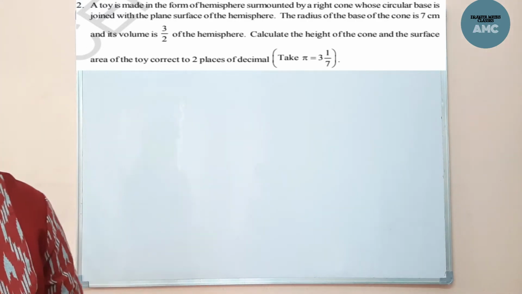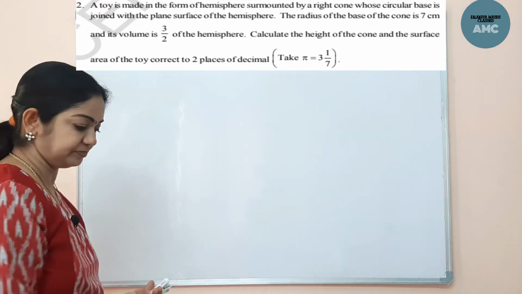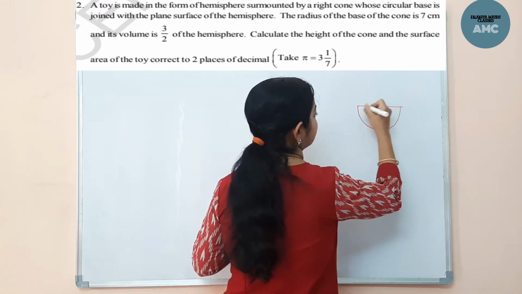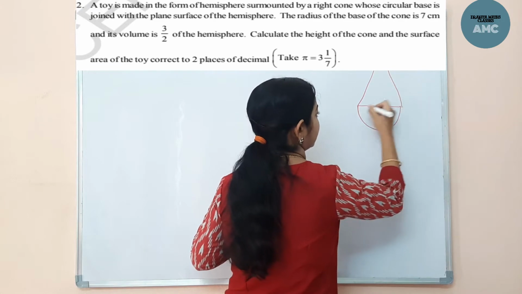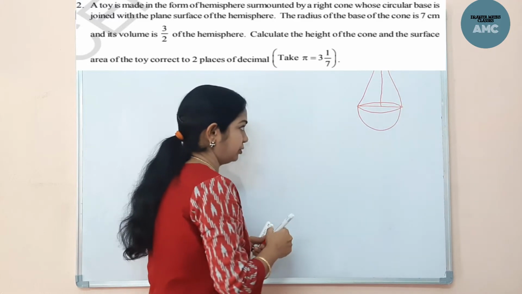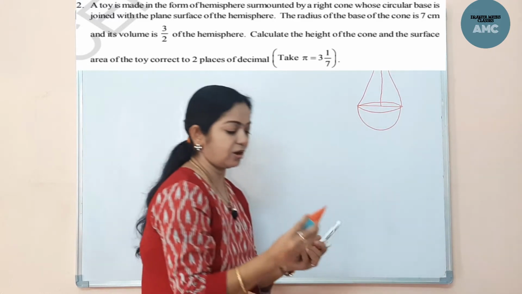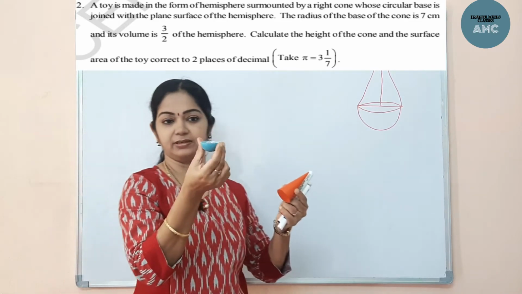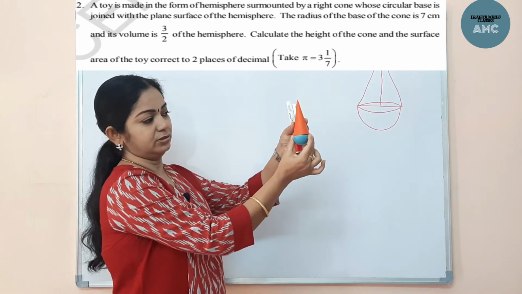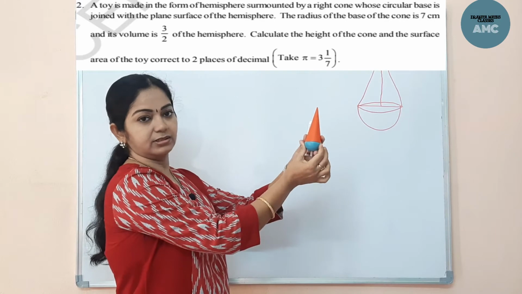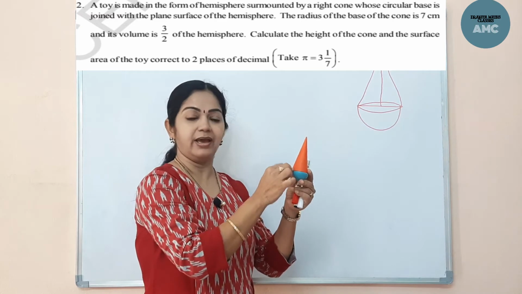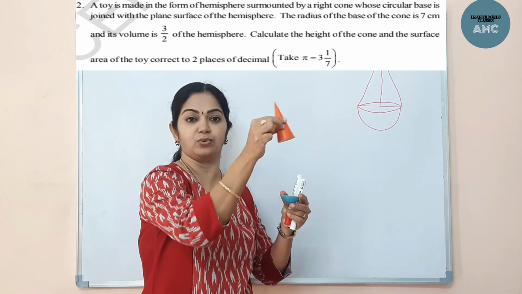Here a combination is given, right? A toy is given as a hemisphere surmounted by a cone. Here I'll show you one model. Now this toy is in the form of a hemisphere. This is the hemisphere, now surmounted by a cone here. See this cone. This is also a wooden part. So this is a combination of two solids. We have to find the volume of this toy as well as the height of this cone, right?